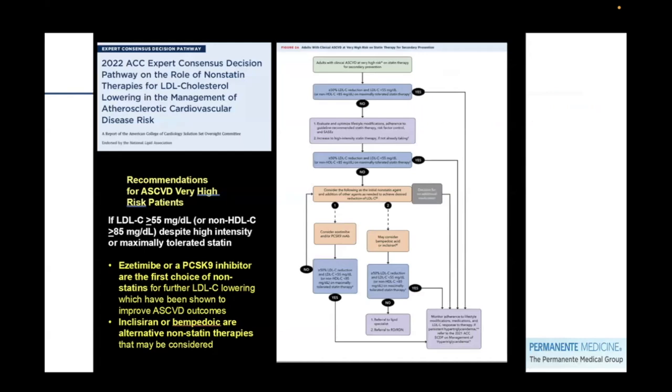Again, this is more of the same. 2022, things move really slowly. Again, they're telling us the same thing that the Europeans were telling us some years before. And you can see that there's a mention of inclisiran and bempedoic acid, and I'm going to talk about them in a minute. Okay, next slide.